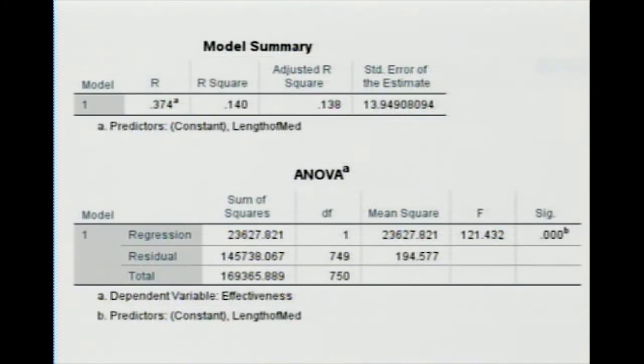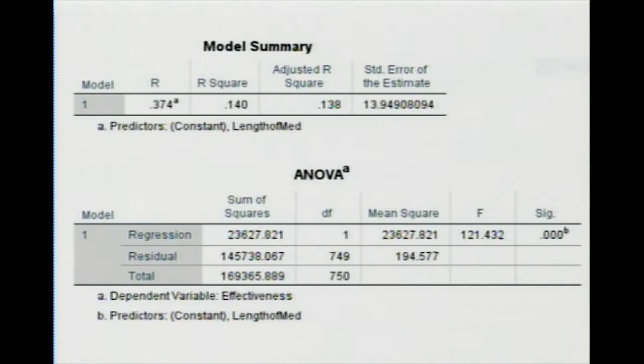Now, if I ran the regression model, and that's with one predictor, that's the length of mediation, I would get output files. And this is the first set of boxes that I would get in the output file. And you can look at my separate video on how to conduct this on SPSS. So take a look at that if you want to know how to run this.